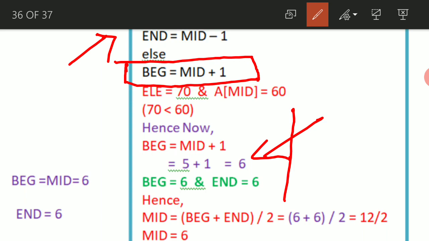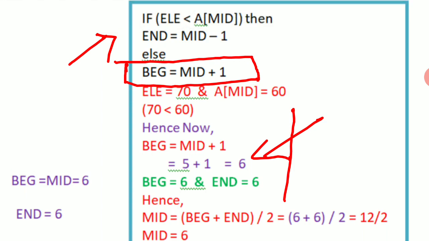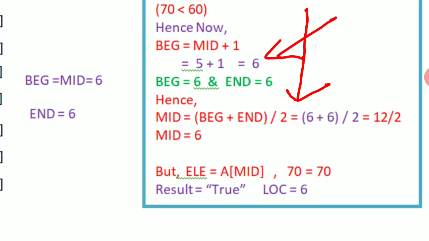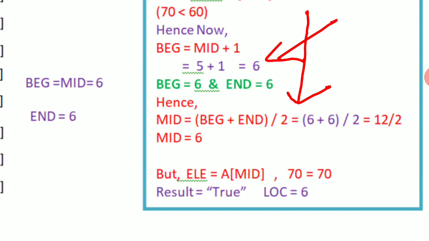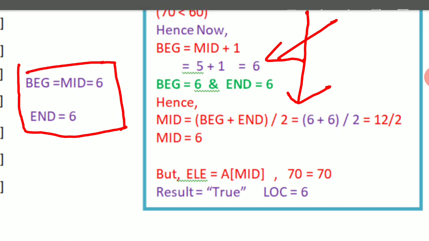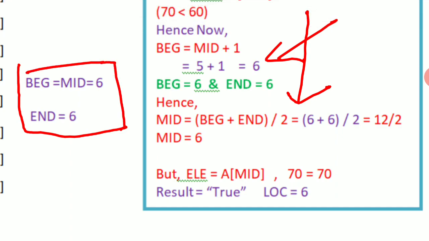Now we are going to find the mid value here. Beginning value is 6, end value is 6. 6 plus 6 is going to be 12. 12 divided by 2 is going to be 6. So mid is also 6. See here, what is beginning? Beginning is going to be 6. What is mid? 6. What is end? 6. All match here.